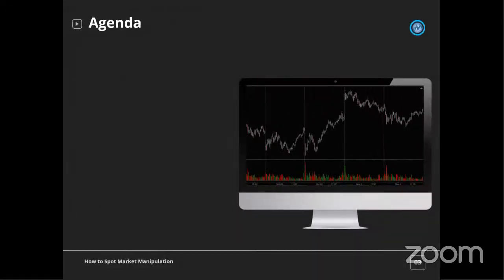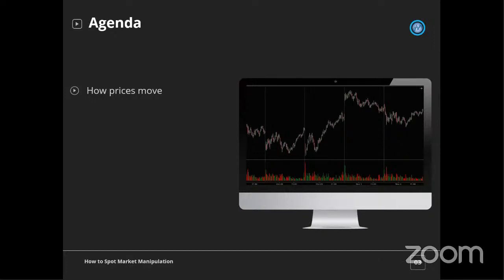So what are we going to cover in this presentation? First thing we're going to touch on is how prices move. It's really important to understand how price is actually going to get from one point to the next. Now, I know when I ask most traders how price gets from one point to the next, they have a bunch of different guesses, but few people actually understand how it moves.